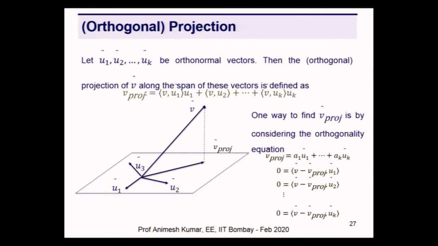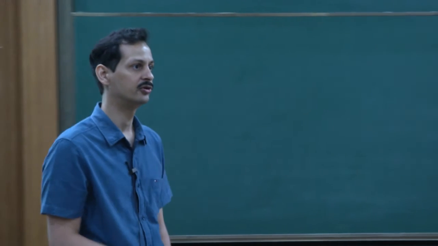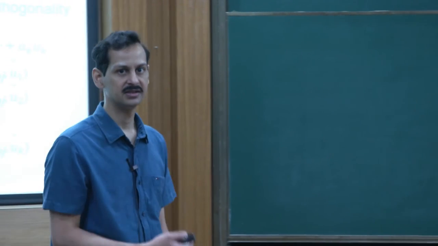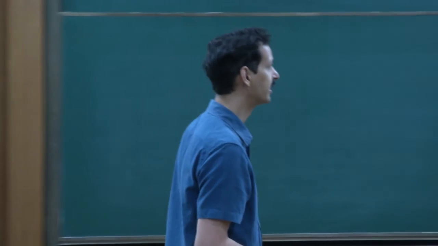And then what we want is that the error between the v vector and the v projection should be perpendicular to the entire subspace, which eventually means it should be perpendicular to u1, perpendicular to u2, all the way up to uk. So this gives us that the coordinate of v projection along u1, which is a1, is going to be the inner product between v and u1, and so on. So you can derive this. Again, this is a classical result from linear algebra.